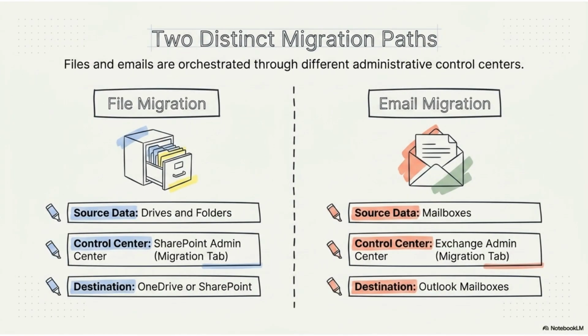Files and emails don't follow the same path. They are handled through 2 completely separate administrative systems. For file migration, your Google Drive content, the Control Center is the SharePoint Admin Center's Migration tab. Your source data is drives and folders, and the destination is either OneDrive or SharePoint. For email migration, your Gmail content, the Control Center is the Exchange Admin Center, also under the Migration tab. Your source is mailboxes, and the destination is Outlook mailboxes. Knowing which admin portal to use for which type of data will save you significant confusion during setup.